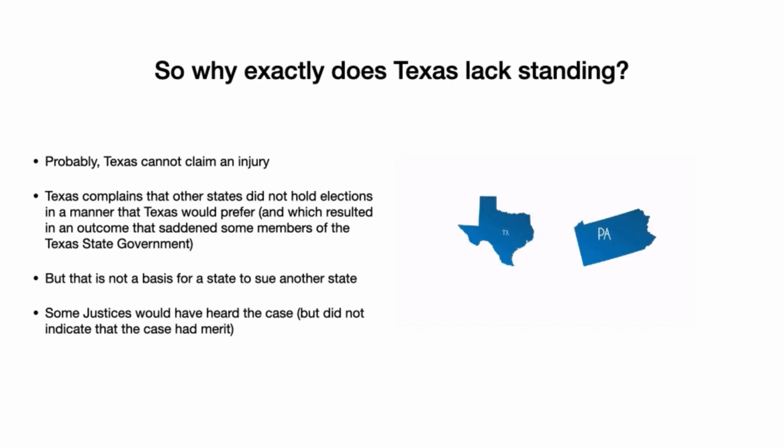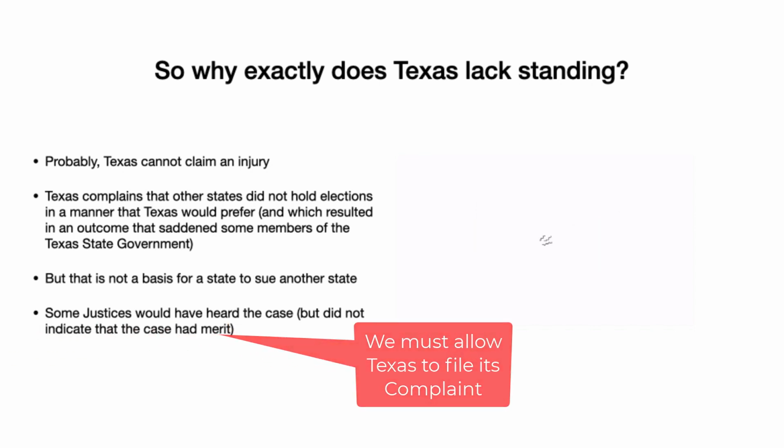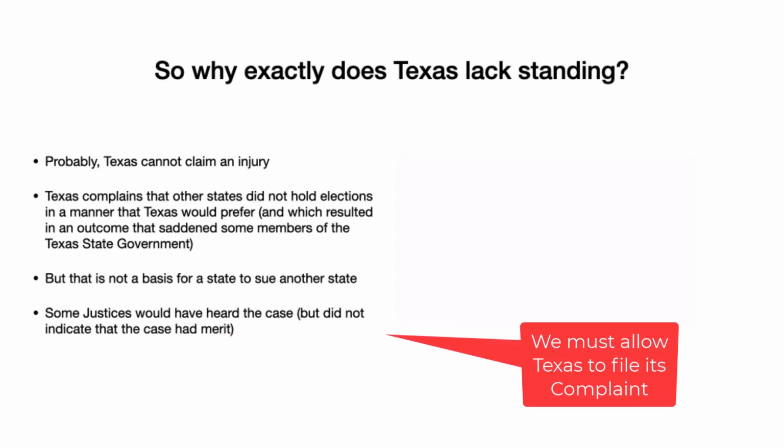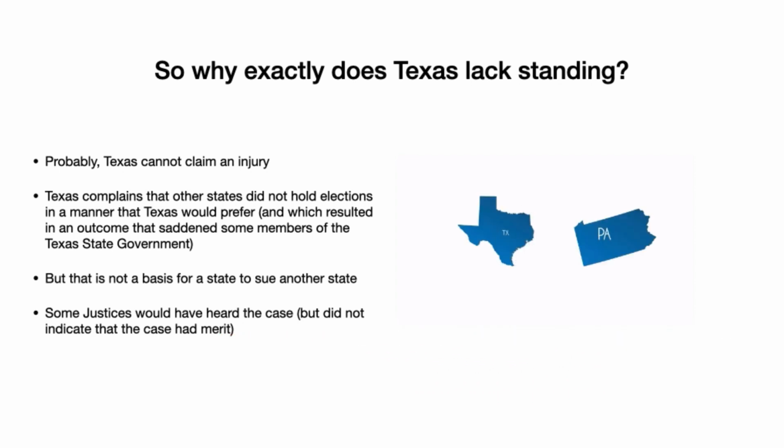Now, it's worth noting that a few justices said, well, we think we ought to hear the case at least, and we can't simply reject it at this point because Texas lacks standing. Now, they didn't indicate whether the case had merit, and they might have just gone ahead and immediately then dismissed the case for lack of standing, but most of the justices said that the Supreme Court can reject the case even before it commences because Texas lacked standing.